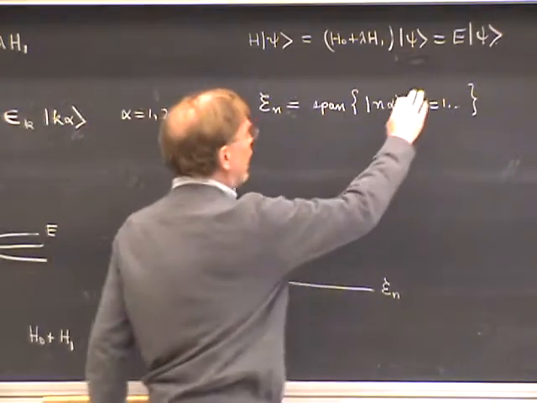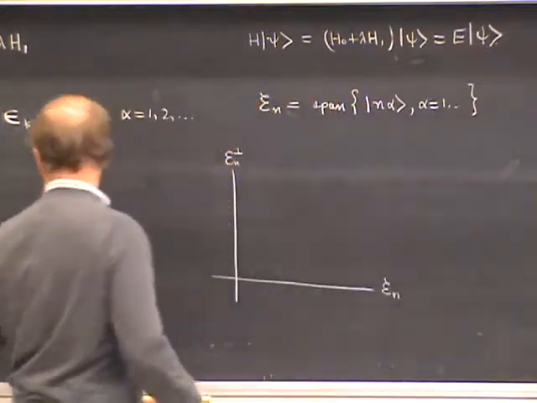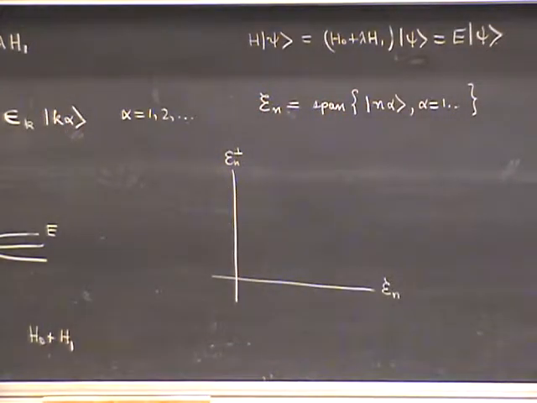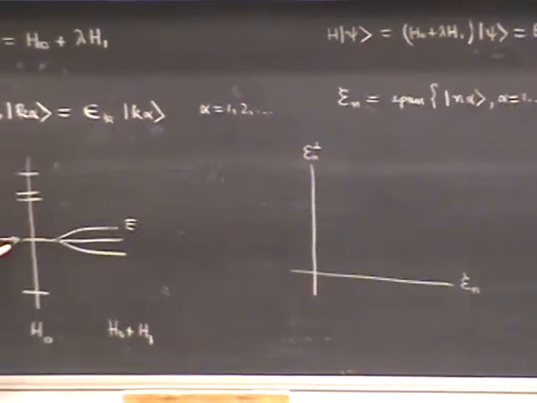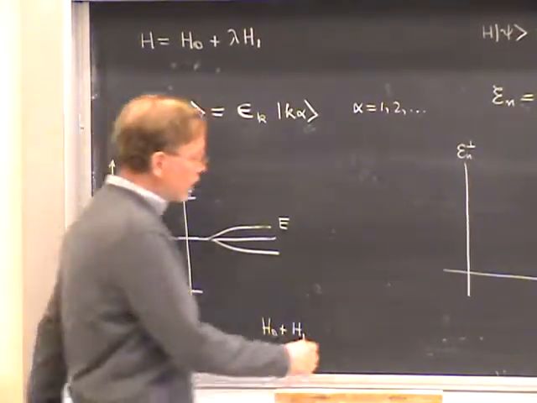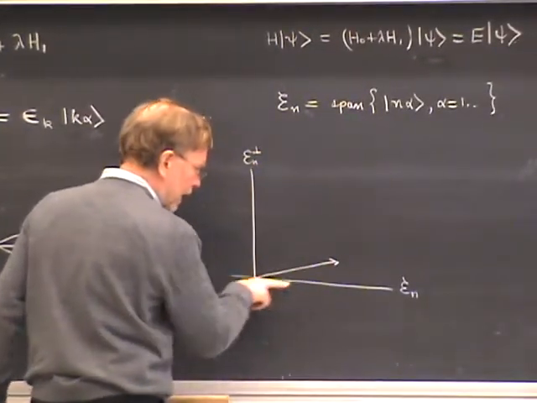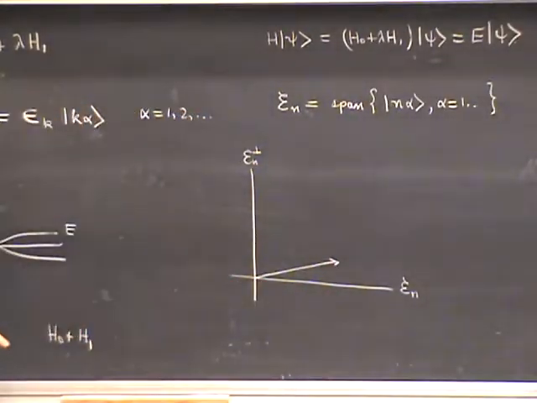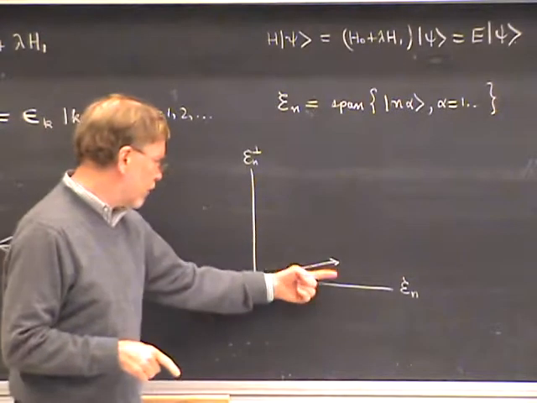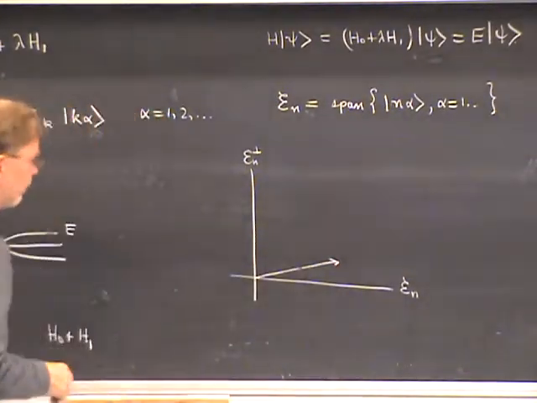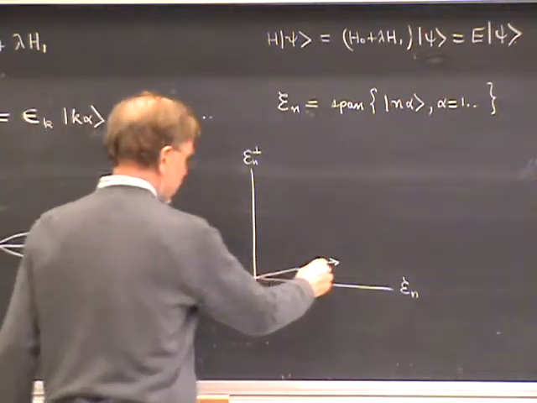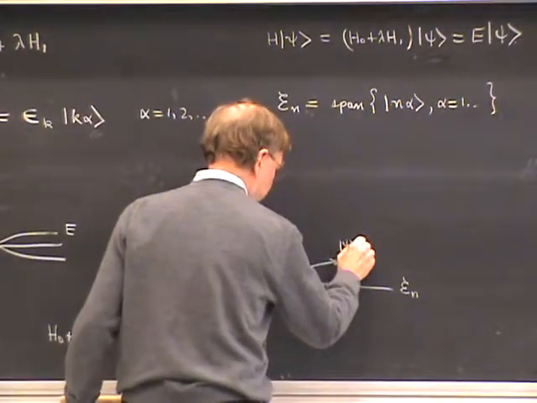Now, the exact energy eigenstate psi is presumably close to some state that lies in the unperturbed energy eigenspace E_n. So on this diagram, we can imagine it schematically as a vector which is almost lying in E_n. That's just what we mean by perturbation theory. It doesn't move too far away from the unperturbed eigenspace. This is the state psi in a schematic diagram.